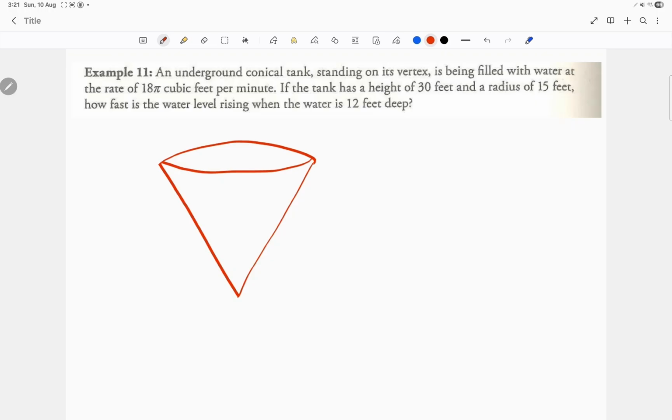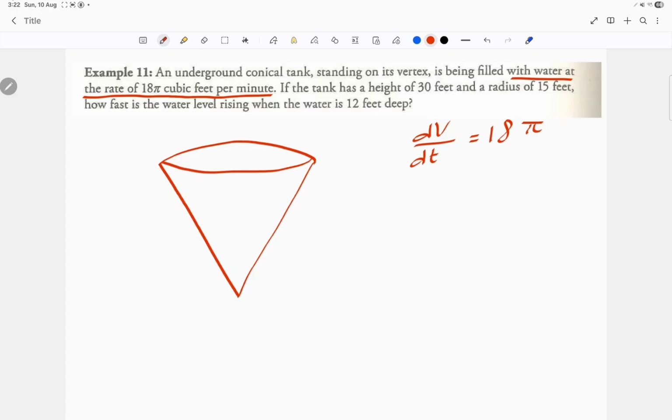Anyways, so it's getting filled with the water at the rate of 18 pi cubic feet per minute. Cubic feet. Is that area or volume? Cubic. Volume. So cubic feet per minute means dV over dt. Sir, what word should we look out for if it's area? Square feet.